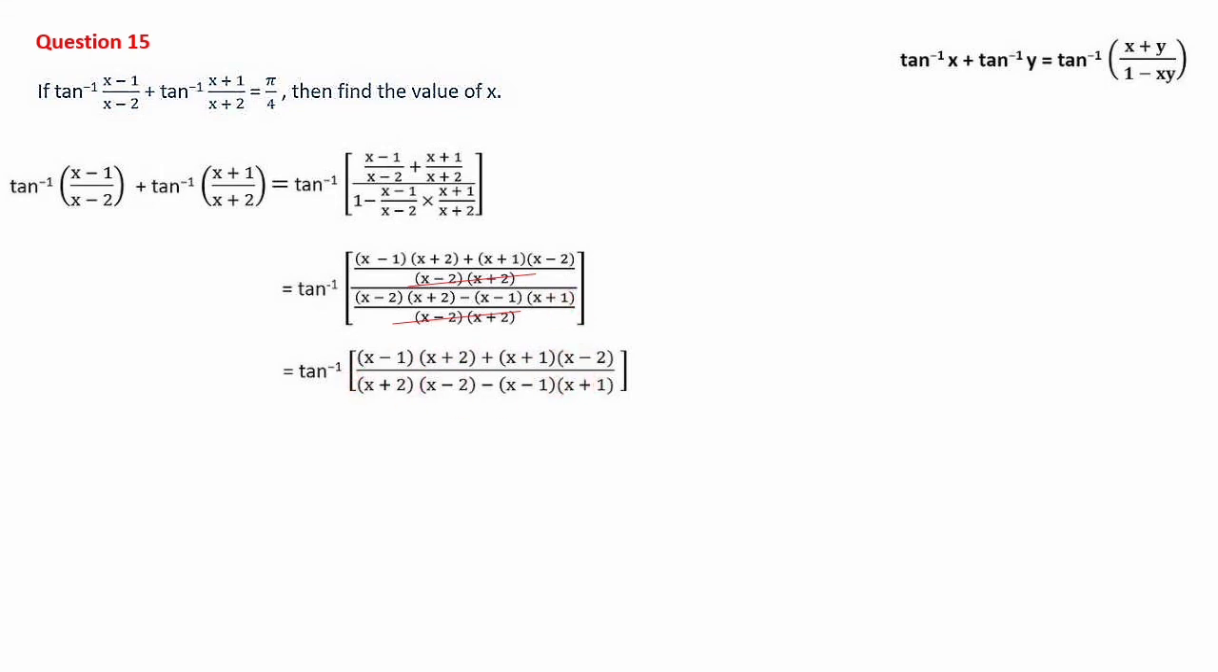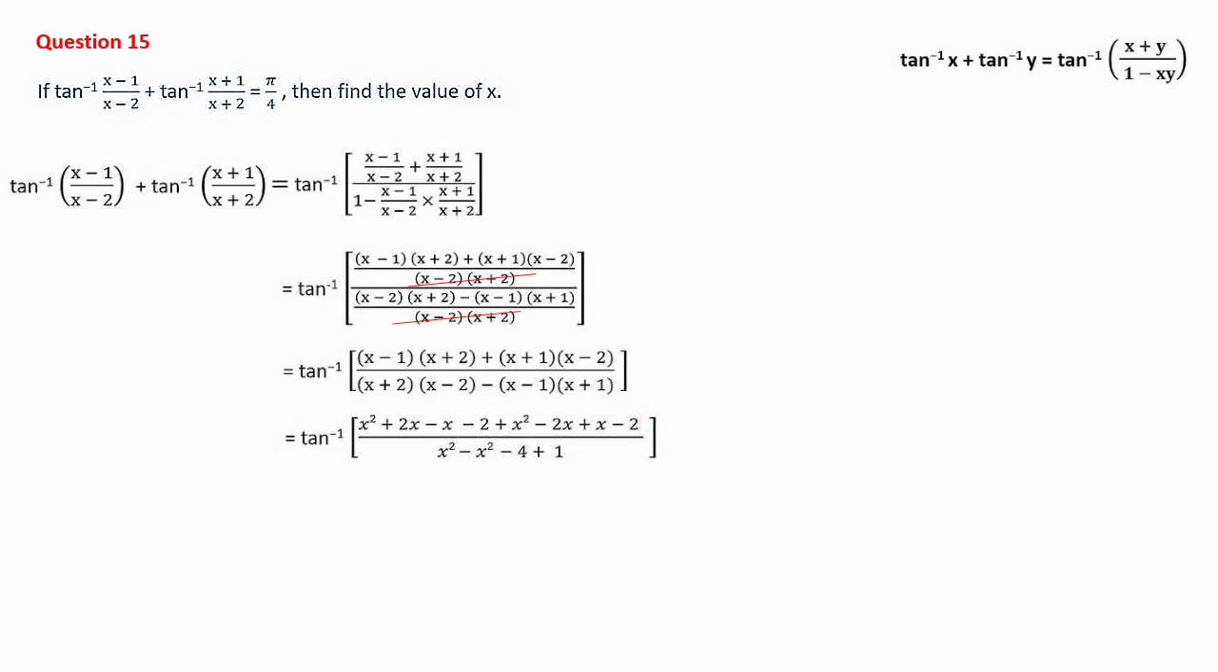Now we will go for removing the brackets. While removing the brackets, you need to take utmost care, because when you miss out a term, the answer will be wrong. That is tan inverse, x into x, that is x square, then x into 2, that is 2x, minus 1 into x, that is minus x, then minus 1 into plus 2, that is minus 2. First brackets removed. We'll go here, plus x into x, that is x square, x into minus 2, that is minus 2x, 1 into x, that is x itself, plus 1 into minus 2, that is minus 2.